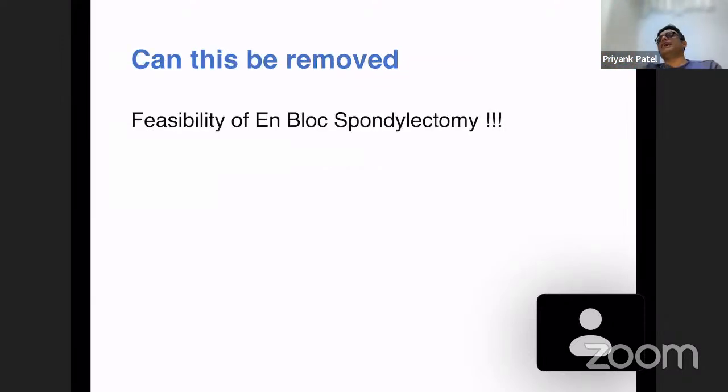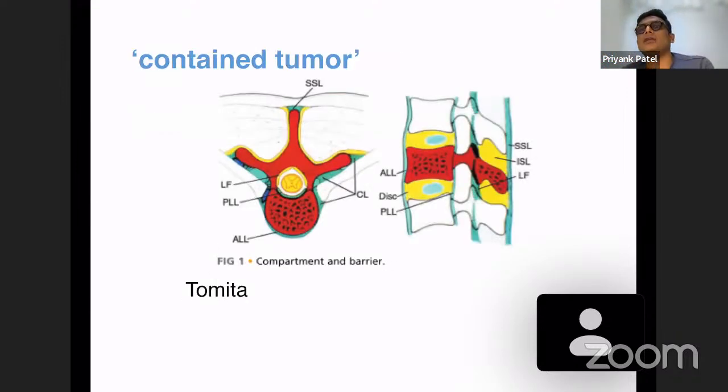Once you decide that, okay, this is a favorable tumor and you want to remove it, then you start thinking as a surgeon. Till now, you are not thinking as a surgeon. Now you think as a surgeon: can I remove it? If I remove it, is it possible to remove it completely without entering the tumor? And that's where you have that concept of a contained tumor, the compartments and the barriers.